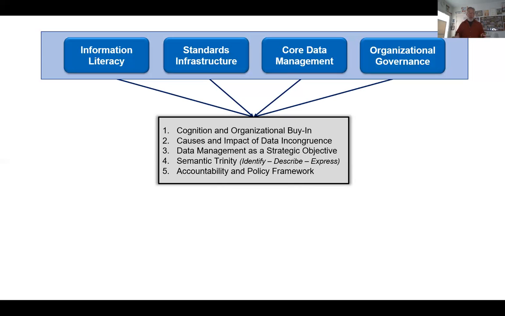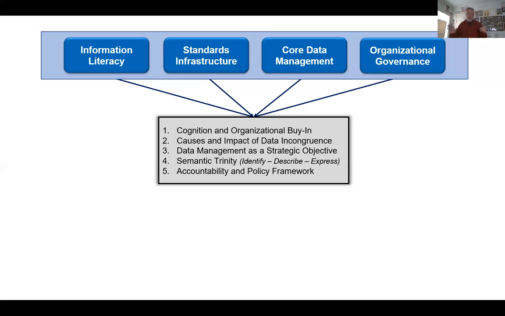Understanding why we have a problem and the implications. Being able to think of this strategically, not just tactically. Let's fix the problem once and get it off our plate. Please adopt this idea of the semantic trinity of identify, describe, and express, right? Identifiers, common meaning, standards expression, with an accountability and policy framework around it that helps us with our ecosystem management.